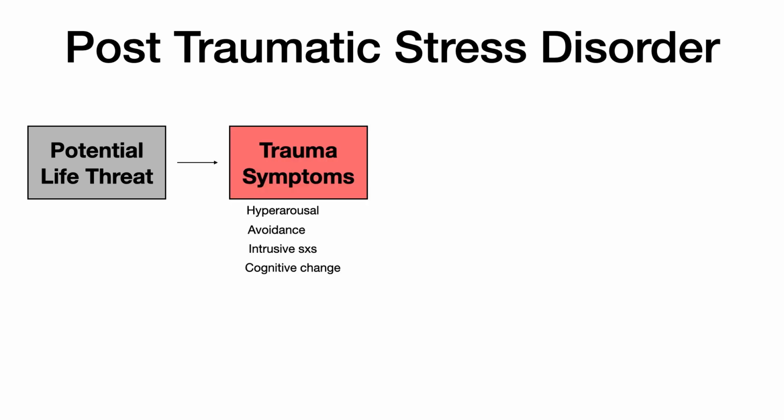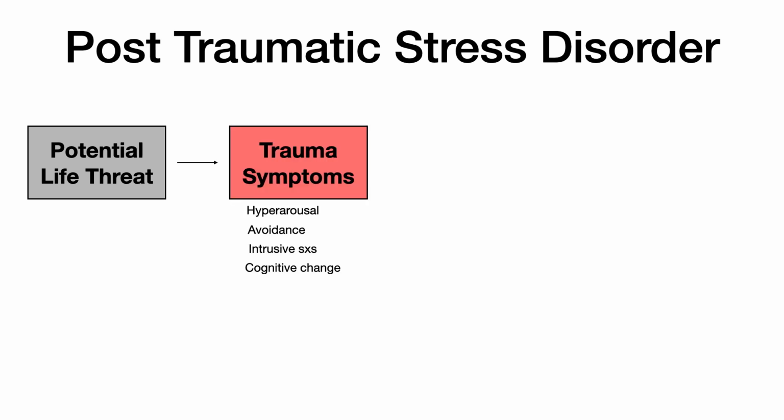So post-traumatic stress disorder seems a little complex to a lot of medical students. Like, people understand the core symptoms of it, but putting them together and really conceptualizing this seems to be difficult based on the emails that I've gotten. So let's simplify this one and just keep it stupid and keep it simple. So what happens in PTSD, post-traumatic stress disorder? Well, there's some potential life threat, which leads to trauma symptoms.